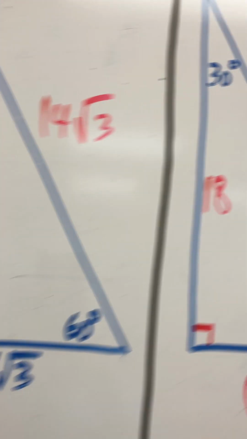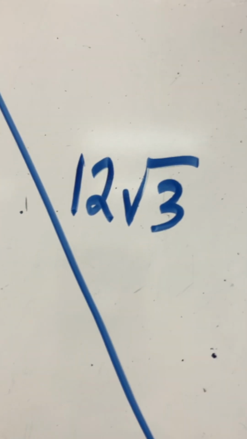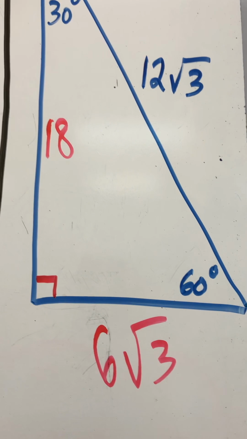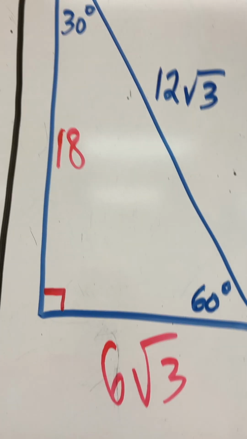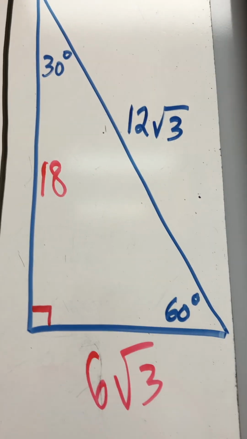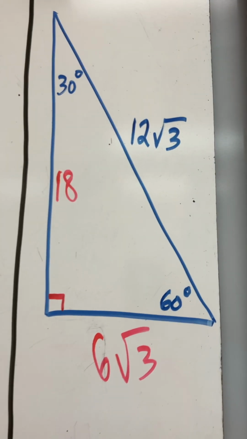So what if the hypotenuse is 12 square root of 3? What's half of 12? 6 square root of 3. And what's 6 square root of 3 times square root of 3? 18, right? Okay.